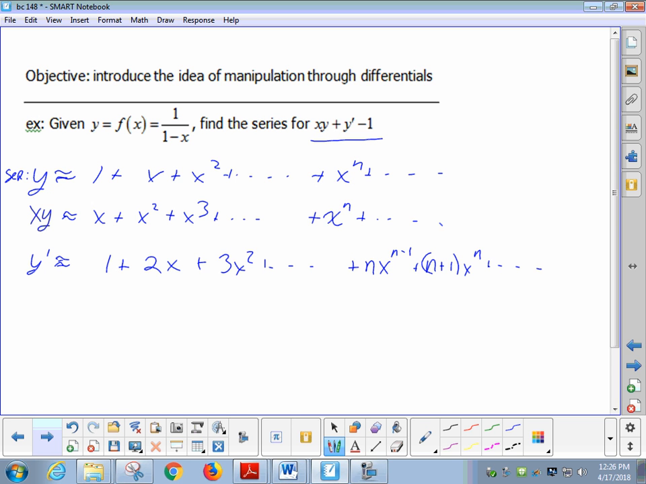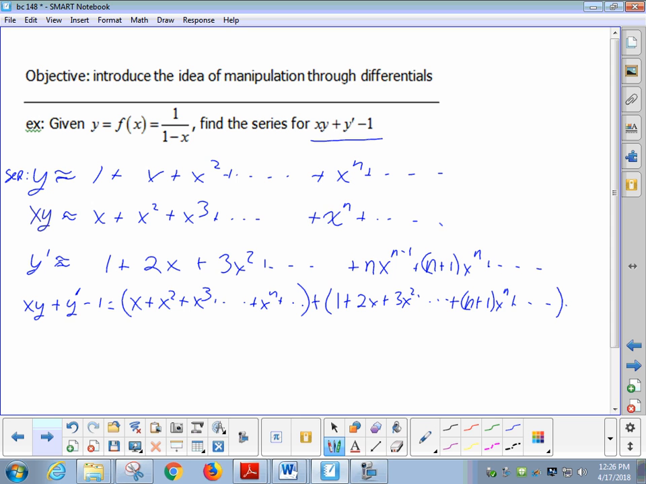Okay, cool. Now, if I take the pieces for this and combine them all, xy plus y prime minus 1, it would be the series xy, so x plus x squared plus x cubed, plus the series for y prime, which is 1 plus 2x plus 3x squared, and then subtract a 1 and simplify. So the 1 goes away. That's nice.